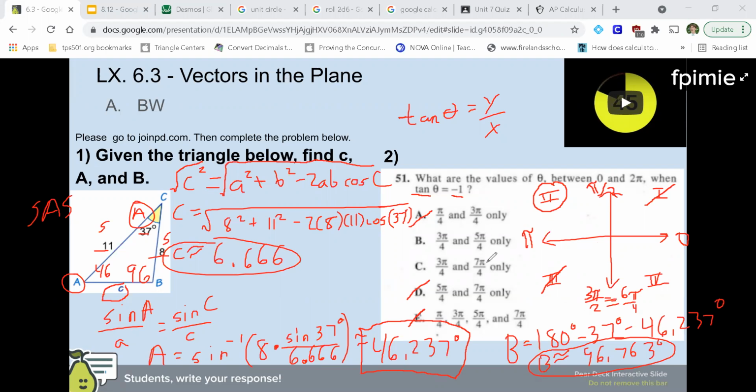5 pi over 4 is between those two. So it can't be that. Which means it couldn't be D. Again, you get that confirmation. Couldn't be E, you get that confirmation. All that's left then is C, which should make sense because in quadrant 4, tangent would be negative. Y is negative, but X is positive, right? And a negative divided by a positive is negative. So the answer is C.